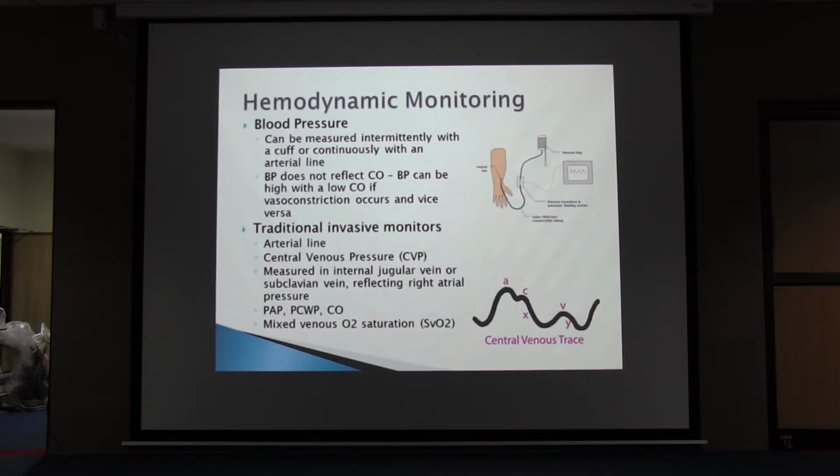And what are the other things we monitor? We should have an arterial line in place. We should measure the central venous pressure. We should also measure the pulmonary arterial pressure, the pulmonary capillary wedge pressure, and the cardiac output. We should also monitor the mixed venous oxygen saturation. These are things we should monitor in an intensive care patient.